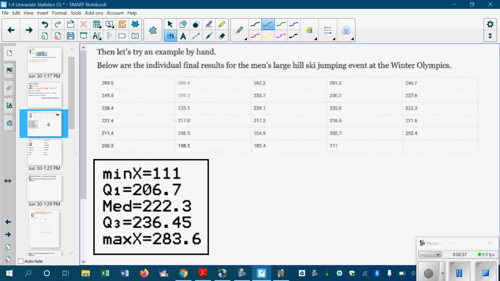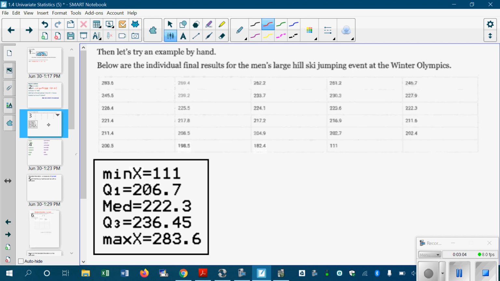It's just some data that I pulled up from the Winter Olympics one year, men's ski jumping event, and here are their different times, or points, I'm not sure what this is. Okay, but it's a set of numbers we can use. So you can see that it is in order from the largest number to the smallest number. And in the box there, I've already done the 5-number summary. I did that on my calculator.